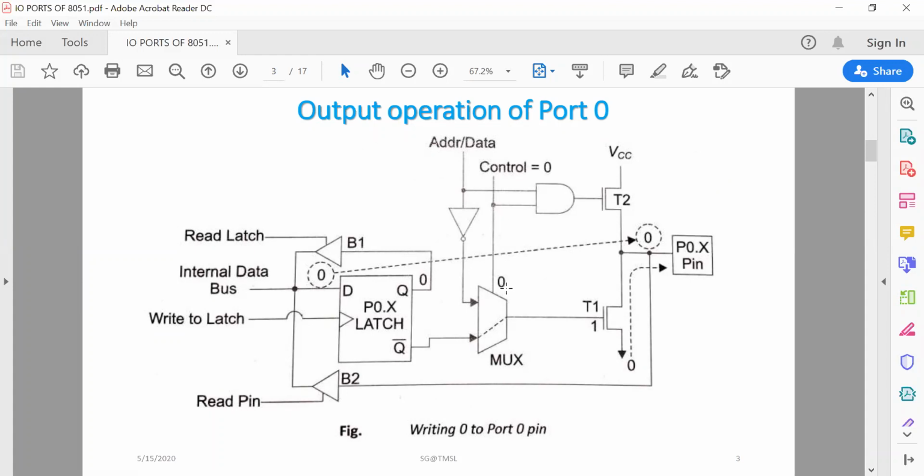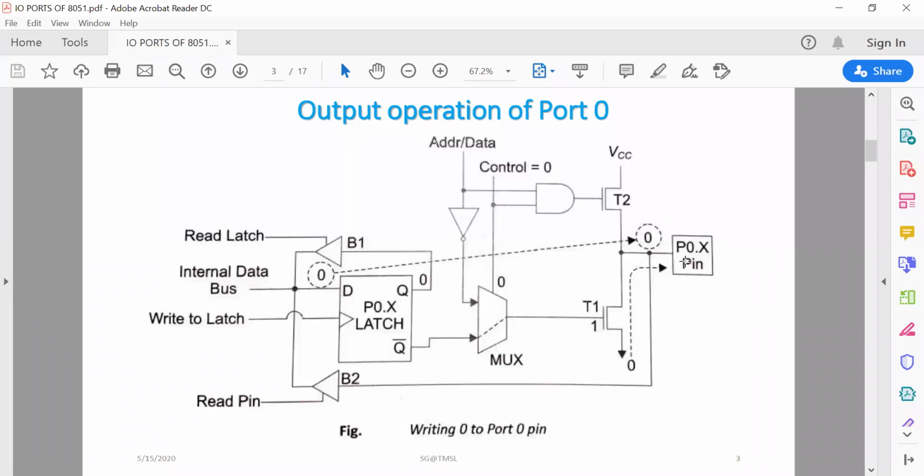So control equals 0, and it is directly fed into this 2:1 multiplexer, where the multiplexer output is connected to this gate, where this 1 is given. Output from this will be 1, so this gate will be on, and it is grounded, so the pin logic here will be 0. The pin gets logic level 0.